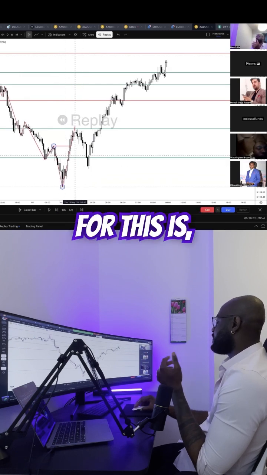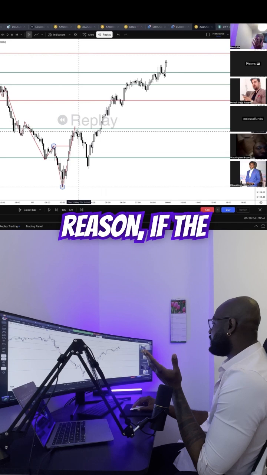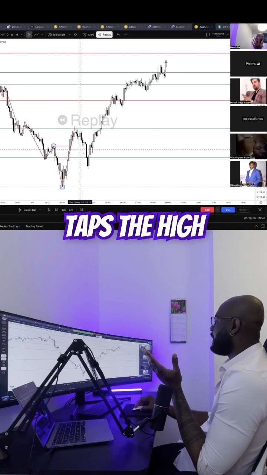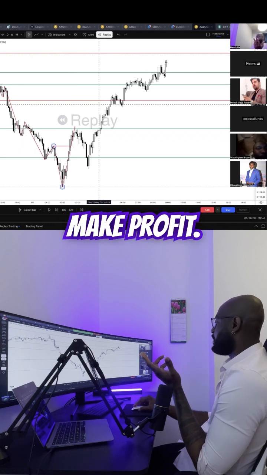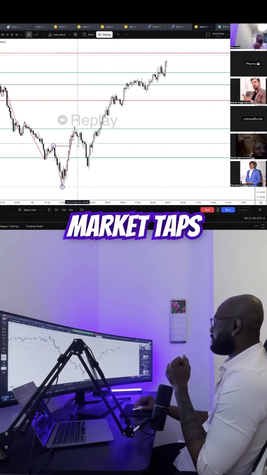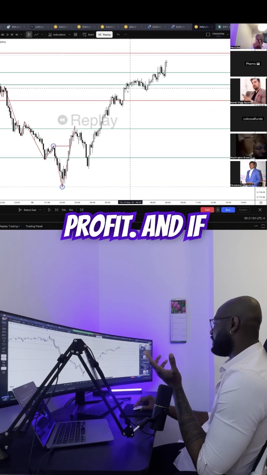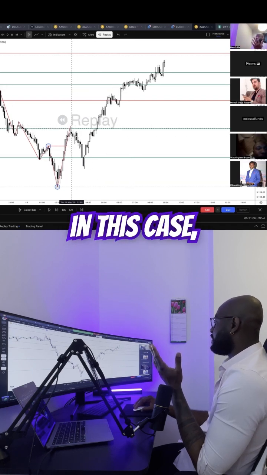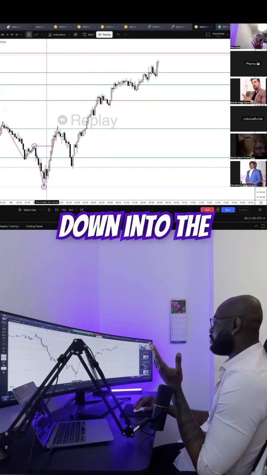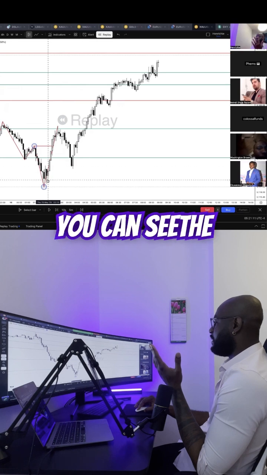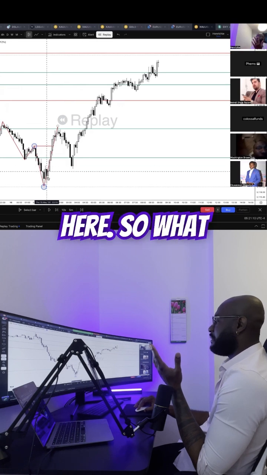The reason for this is just in case, for whatever reason, the market only taps the high and rallies, you're in the trade, you make profit. Or if the market taps the high and comes deeper to tap the fair value gap, you have two open positions, you're still in profit. And if you're lucky, in this case, the market went straight down into the last down close candle. You can see the last down close candle here.